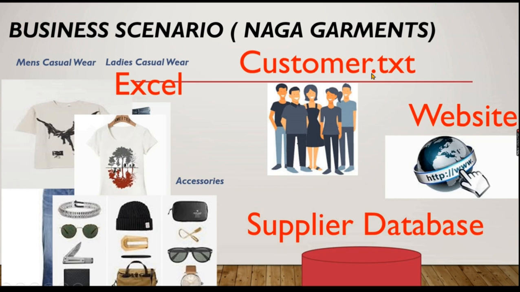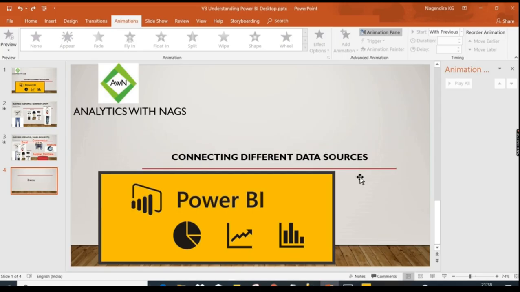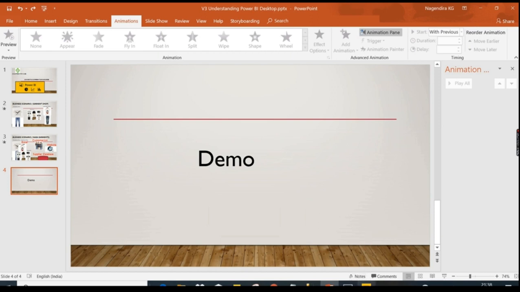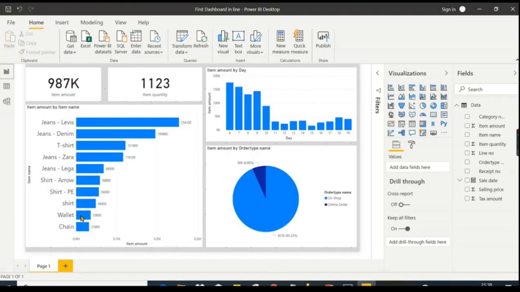So how will he connect to all these different sources and how will he generate that report? There is no relationship between these things. That is not the purpose of this demo. This demo is just for connecting to different data sources. Okay. So now this is the report that we have already created using Excel.